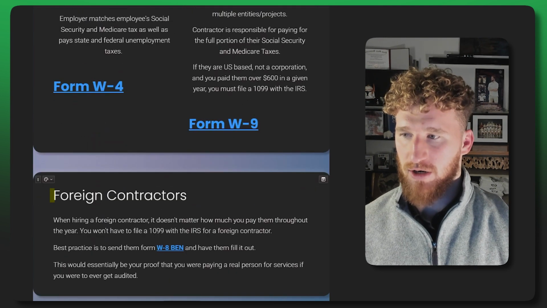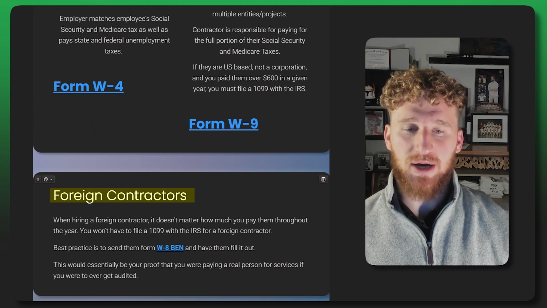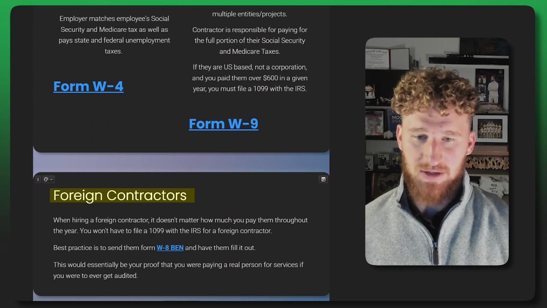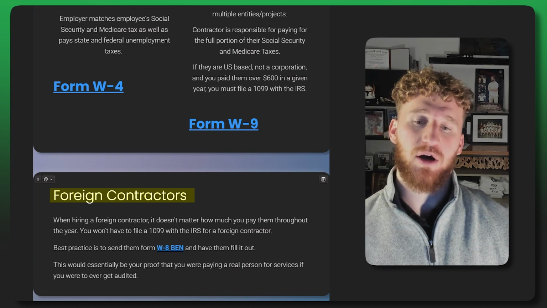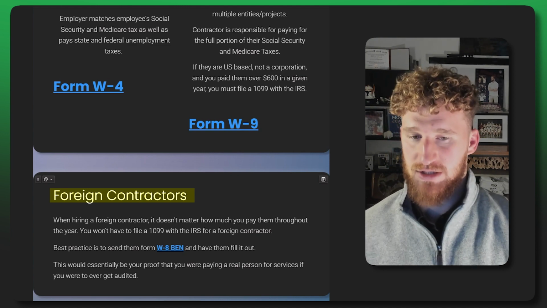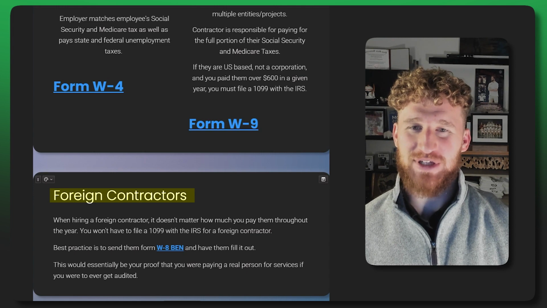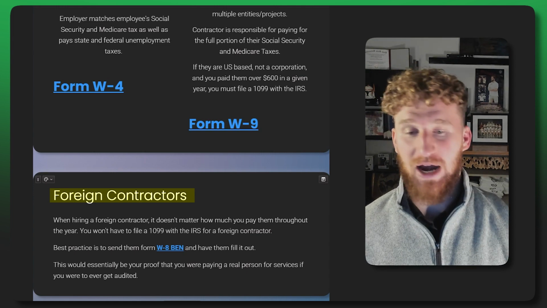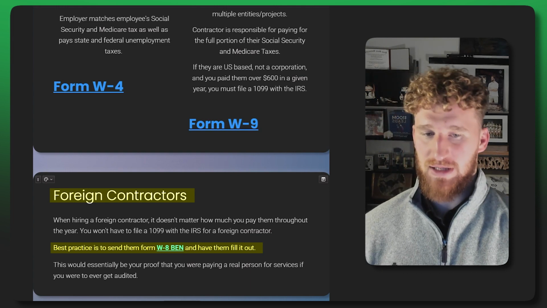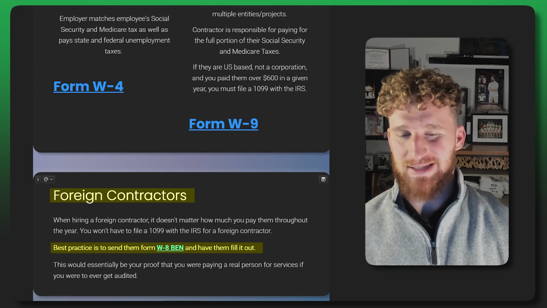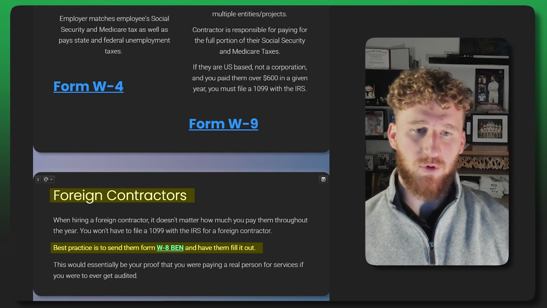And then foreign contractors. So when you're hiring a foreign contractor, it actually doesn't matter how much you pay them throughout the year. You won't have to file a 1099 with the IRS for a foreign contractor. So that is very advantageous and nice and reduces the logistical intensity of hiring a contractor. So best practice is to send them form W-8BEN and have them fill it out. This is basically the foreign version of the form W-9.